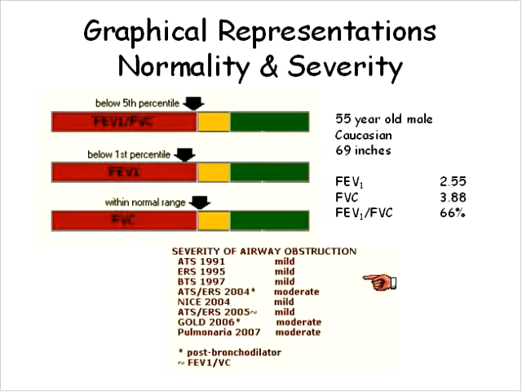The other distinct benefit of doing the display of data this way is that all of the different parameters can be displayed on basically the same type of scale, so that we have some graphic indicator of how low the patient is and how to best classify the degree of obstruction.